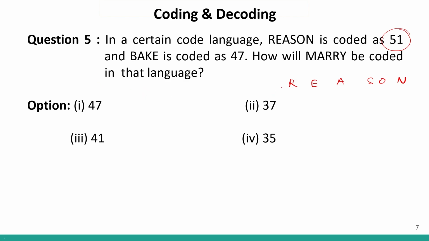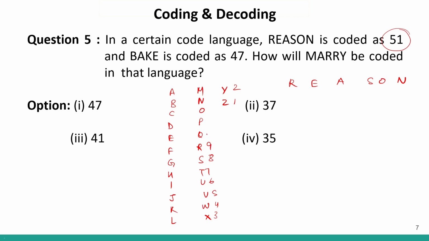So I am writing the backward ranks over here. A, B, C, D, E, F, G, H, I, J, K, L, M, N, O, P, Q, R, S, T, U, V, W, X, Y, and Z. So backward ranks are 1, 2, 3, 4, 5, 6, 7, 8, 9, 10, 11, 12, 13, 14, 15, 16, 17, 18, 19, 20, 21, 22, 23, 24, 25, and 26. These will be your backward ranks.